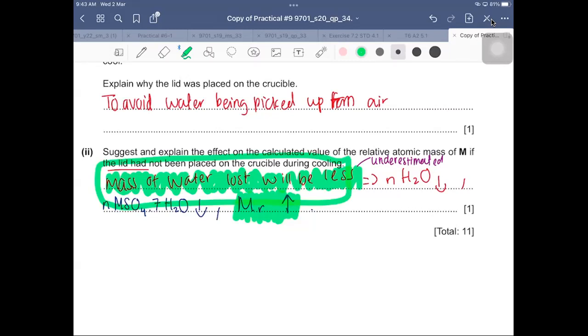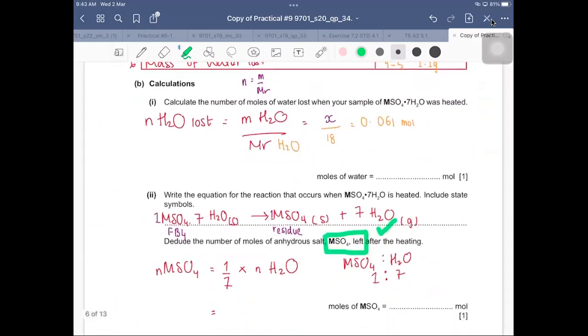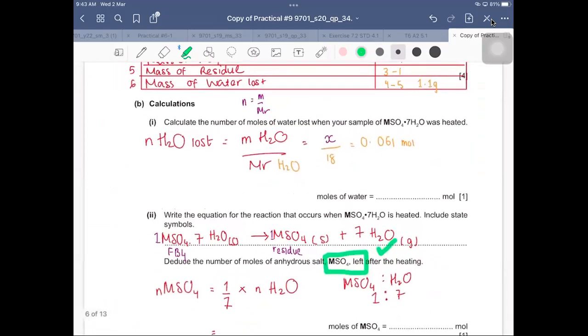For me, it took me a while to understand why the mass of water will be less. Because you leave the lid on, you would expect a lot of water to escape, right? But that's not our problem. The problem is that when you leave the lid on, you're exposing the residue. It will come in contact with water. So this makes the residue heavier. But because in our calculation, we don't use the mass of residue at all, if you notice, we only find the number of moles of residue based on the mass of water. That's why I have decided to comment on the mass loss instead of the mass of residue.